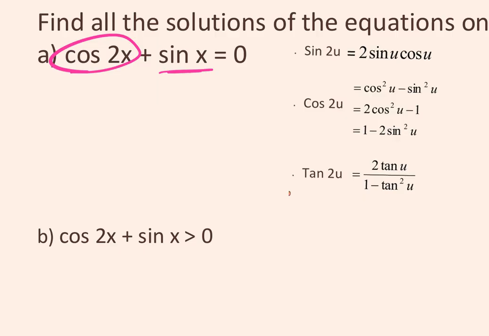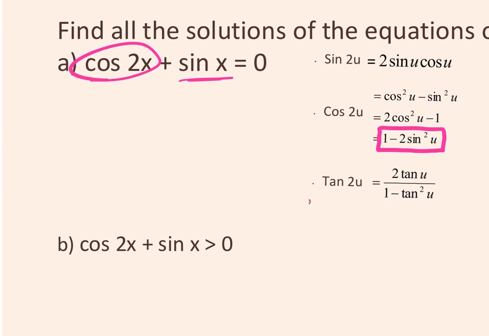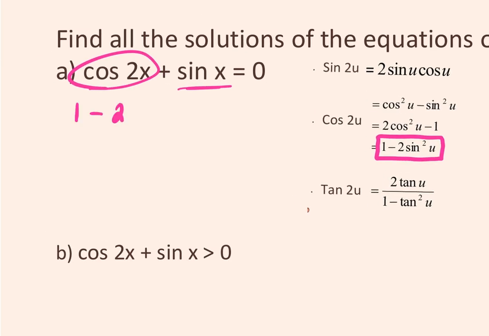If I go to the second one and I bring in 2 cosine squared minus 1, now I've got cosine squared and a sine. Again, 2 different trig functions. Eventually I could get there, but I have to replace the cosine squared. If I go to the bottom one, I'm bringing in just sine. So now I'm only in terms of sine, and that's way easier to solve. So I'm going to replace cosine 2x with 1 minus 2 sine squared x, and then I finish it out, plus sine x equals 0.